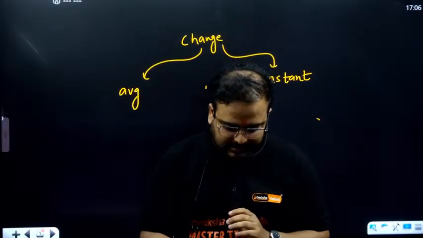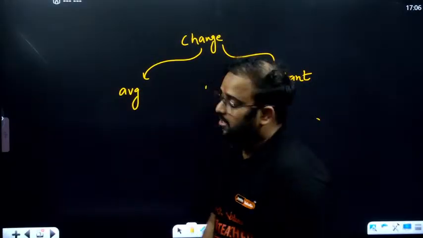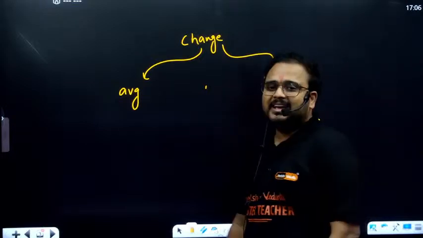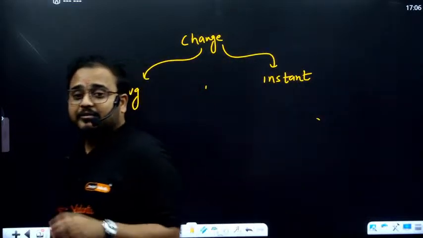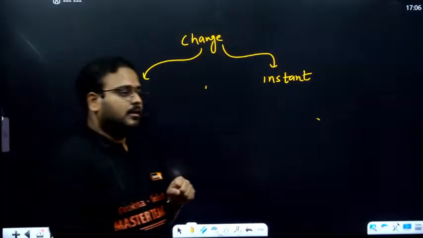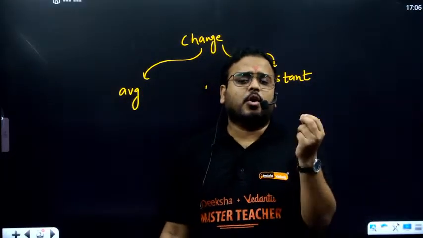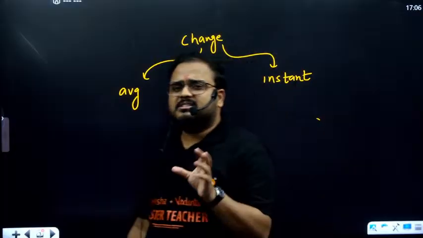Okay, let's continue then. All right, guys. If you look at this change, as I mentioned, it's either average or instant. Examples, sir? Yes, we have examples. Average velocity or instant velocity. How do we discriminate between them?